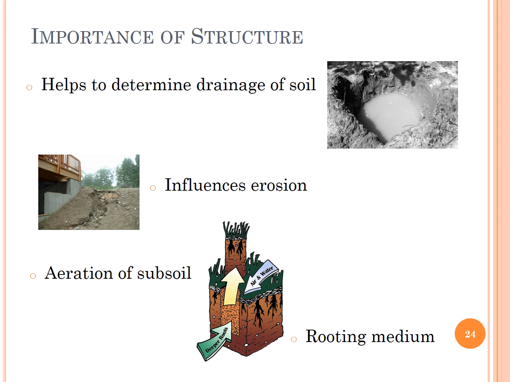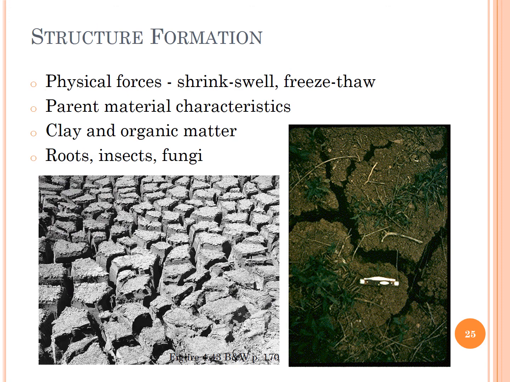Structure also tells us the aeration capacity of the subsoil. Smaller structures make for better aeration. It also influences the ability of soil to be a rooting medium. And again, the smaller the soil structures, the better rooting medium we have. So structure formation is caused by physical forces such as shrink, swell, or freeze thaw, parental material characteristics, clay and organic matter, roots, insects, and fungi.